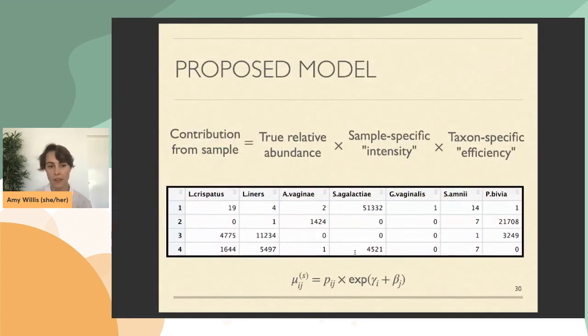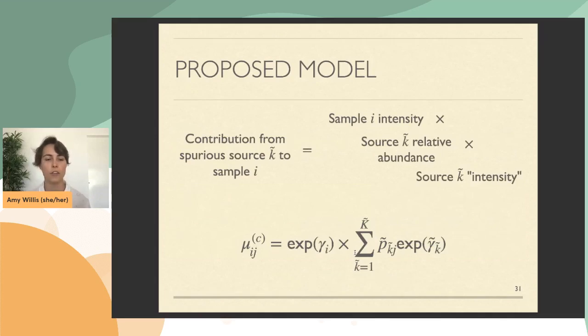And so just to wrap up this piece in terms of contribution from sample, what I've argued for is that our contribution from sample depends on 3 things, not just our true relative abundances, which is what we care about, but also some sample-specific sequencing intensity term, as well as some taxon-specific detectability or efficiency term. I'll move pretty quickly through this piece of contribution from contaminant or spurious sources.